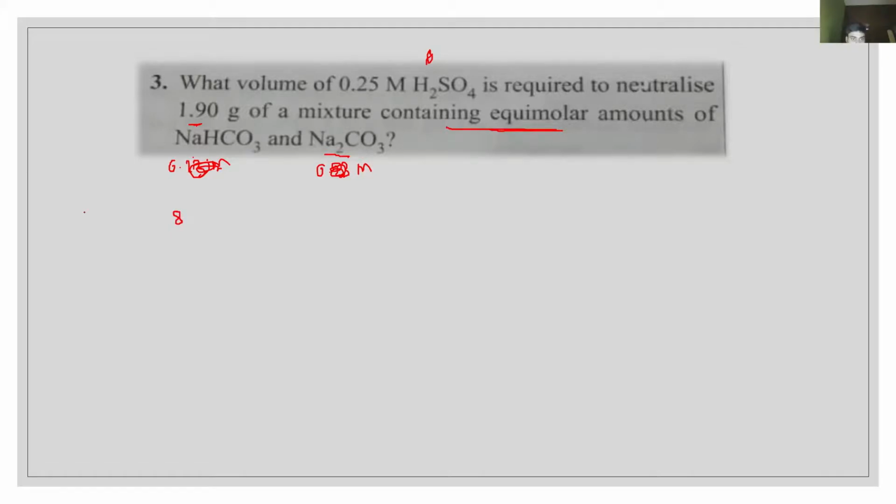Molar mass of Na2CO3 is 2 into 23 plus CO3, you remember, 12 plus 48, 60, so it is 106. You remember this one, it will be very helpful to you. NaHCO3 is 84, Na2CO3 is 106. So how much NaHCO3 is present? 84 by the total, 84 plus 106, 190.